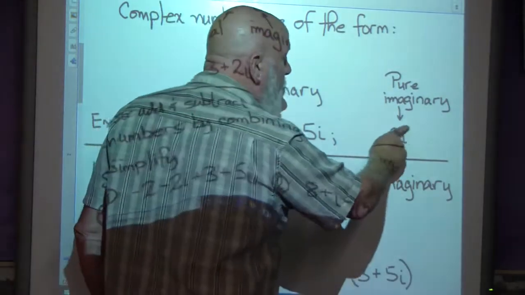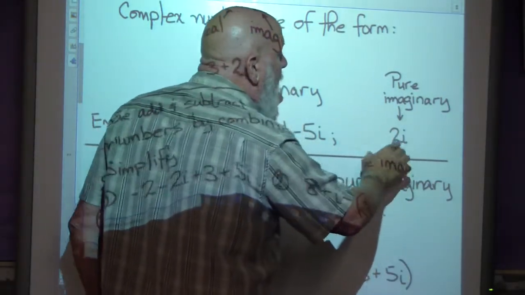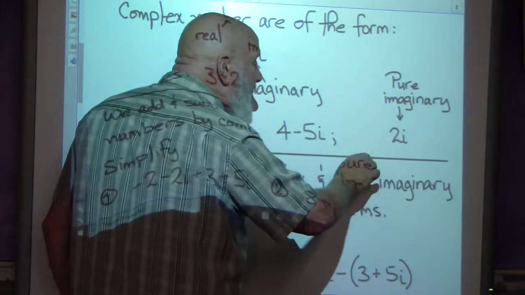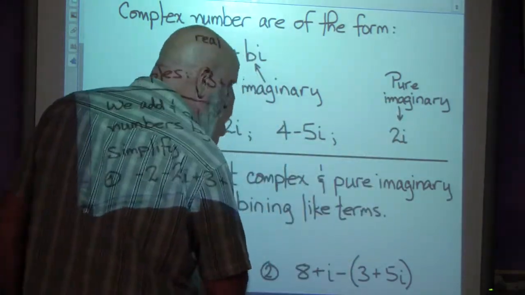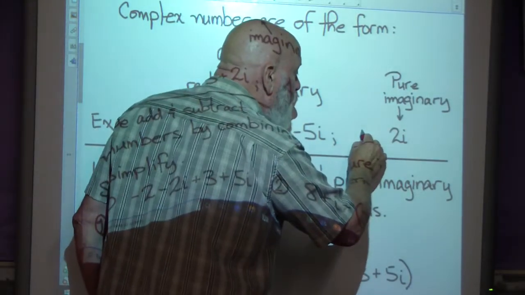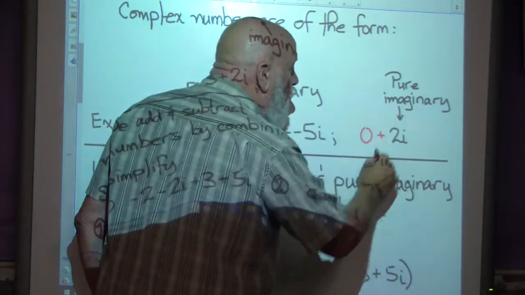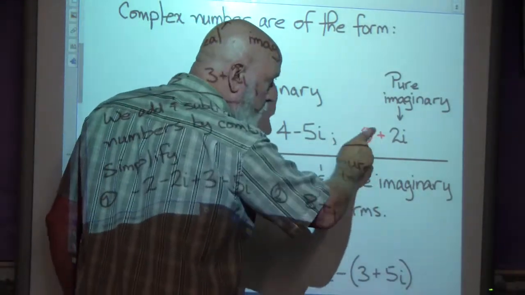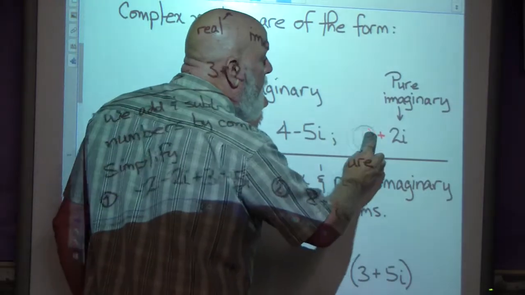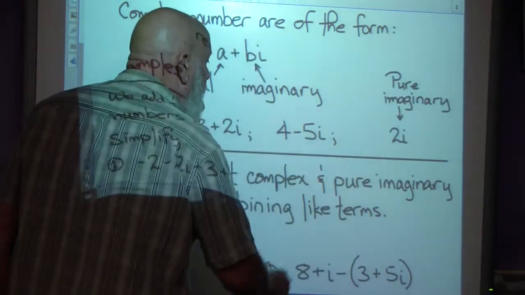If you have a complex number that you can't see the real number part of, we say it's a pure imaginary number, and that the real part is a 0. 0 plus 2i, rather. And we usually don't show that. We call that pure imaginary.